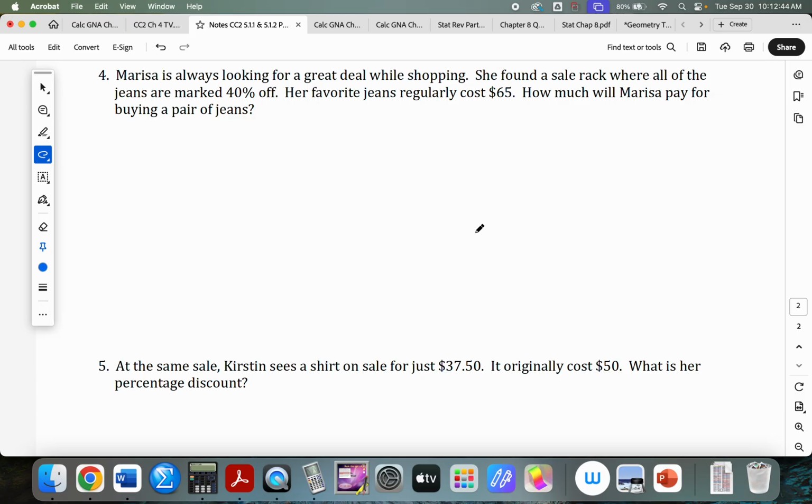Marissa's always looking for a great deal while shopping. She found a sale rack where all the jeans are marked 40% off. Her favorite jeans regularly cost $65. How much will Marissa pay for buying her favorite pair of jeans? Okay.